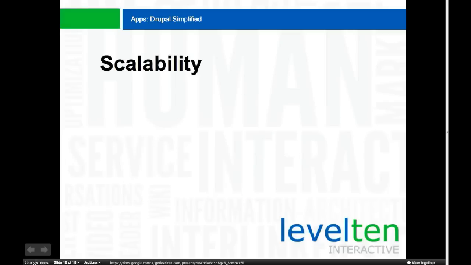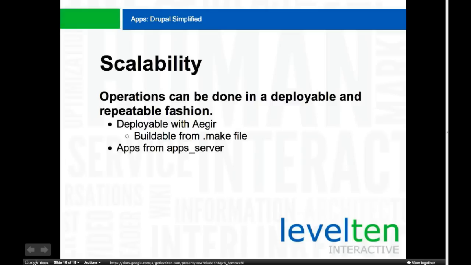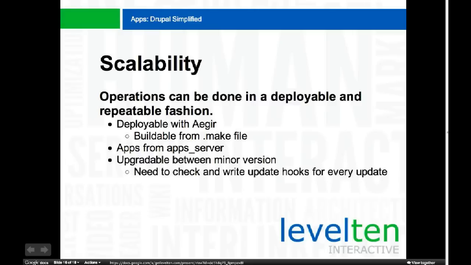The other thing we want is scalability, which means operations can be done in a deployable and repeatable fashion. This means we can deploy it with Aegir. Everything is built from a .make file, which is interesting because I have about 10 different patch files in there, because I find bugs and find patches or make patches. Those all come in the distribution, so you don't have to worry about that. Apps come from the app server. I want to make sure we can upgrade between minor versions. This is something I'm very bad at. I tend to build a new version and say, forget it, if you want to upgrade, upgrade yourself. But I'm trying to get to the point where everything is upgradable between minor versions. Not major versions, that's too hard.